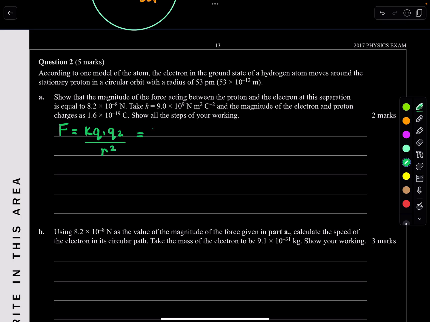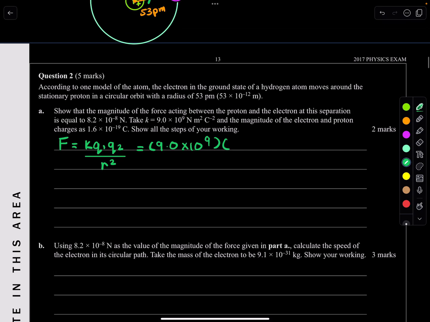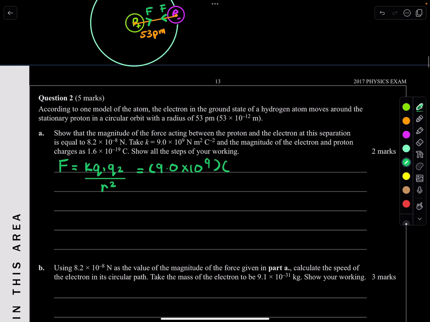So we know our K value is 9.0 times 10 to the power of 9. And we're multiplying it by the charge Q1, which in this case is either one, electron or proton, they both have the charge of 1.6 times 10 to the negative 19. So we're just going to write those two.